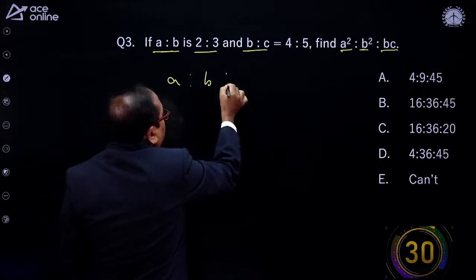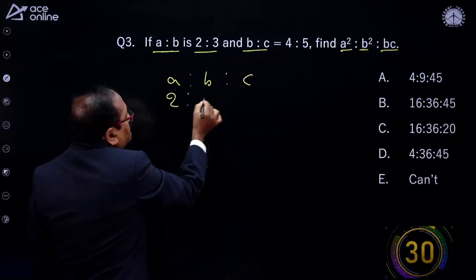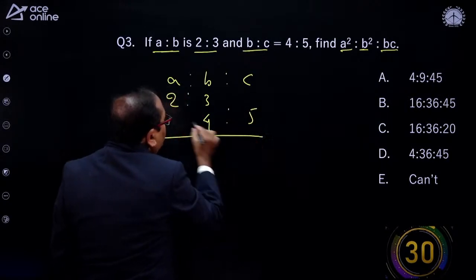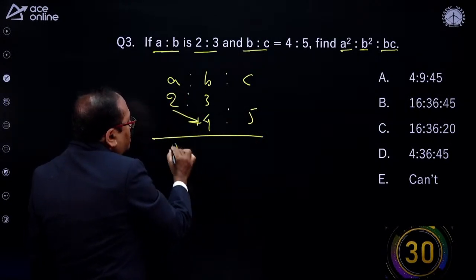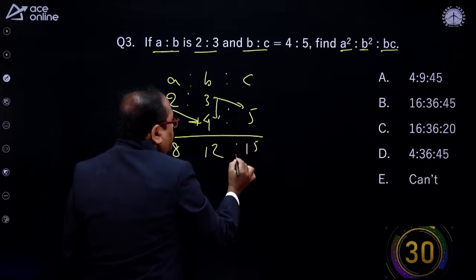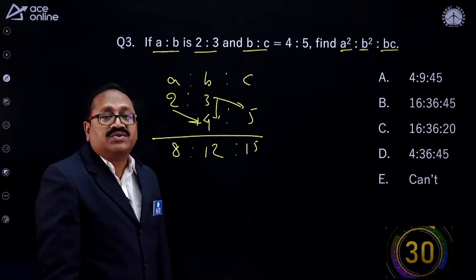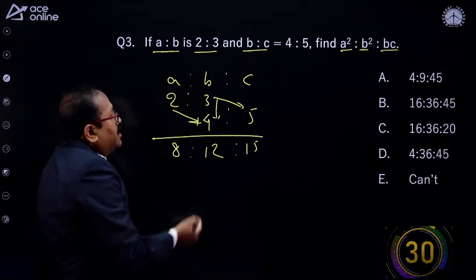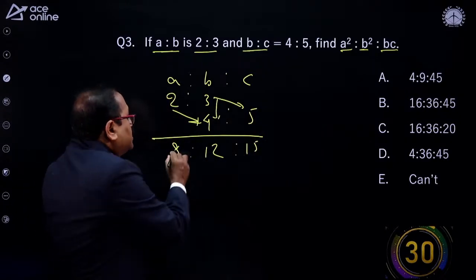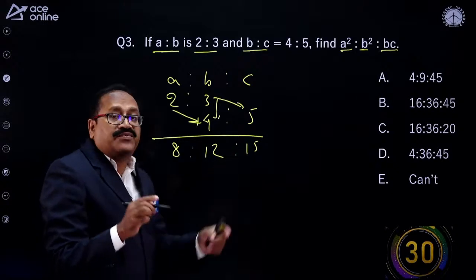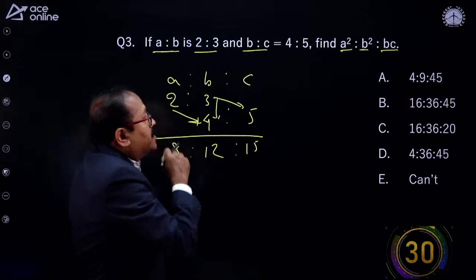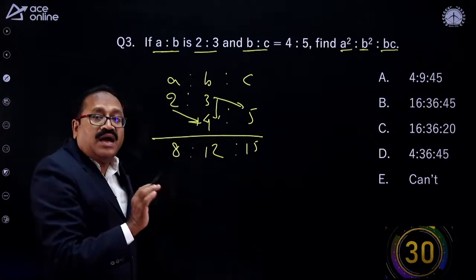A is to B is to C, where A is to B is 2 is to 3 and B is to C is 4 is to 5. And you know how do we find out the continued ratio? 2 into 4 which is 8, 3 into 4 which is 12 and 3 into 5 which is 15. So these are the ratios. Now I will take A as 8, B as 12 and C as 15. Actually we have to take 8x, 12x and 15x.